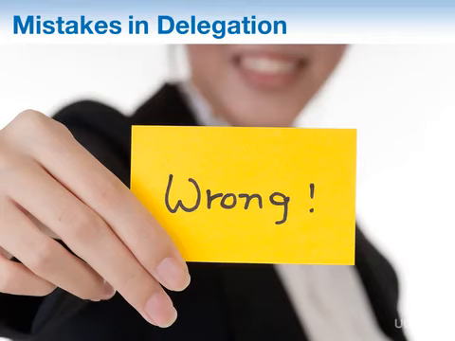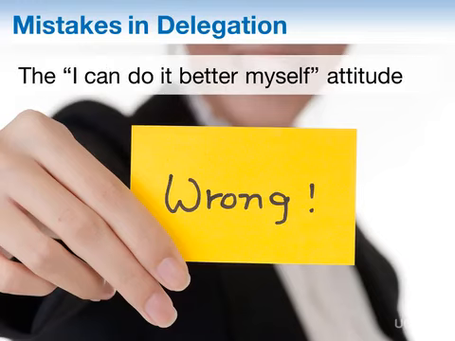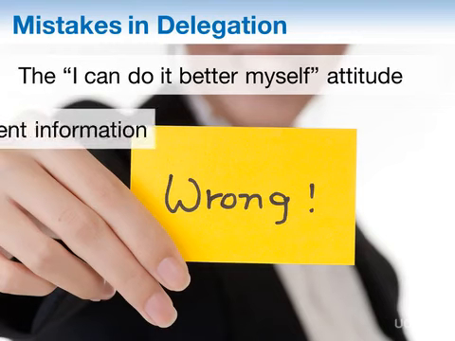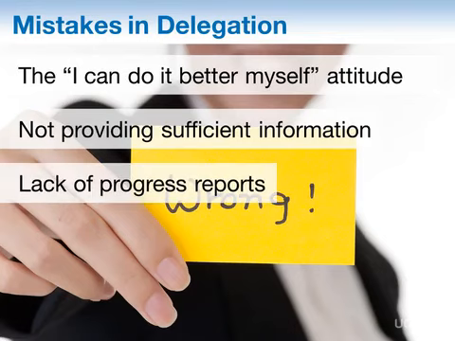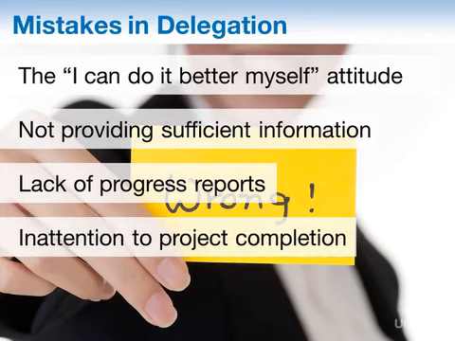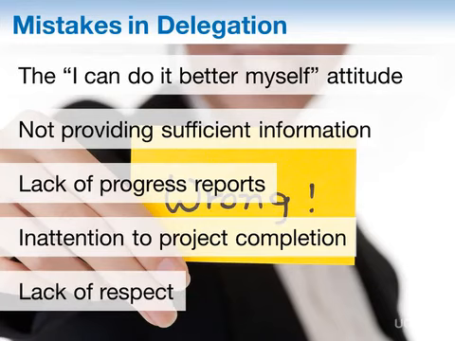Even with the best practices and putting forth the best efforts, there are some common mistakes that are made in delegation. They are, first of all, displaying an attitude to the workforce of, "I can do this better myself." Delegating the tasks without providing all the necessary information to do the task successfully. Failure to require, receive, or utilize progress reports, or inattention to project completion and the tendency to just dump projects on people. And of course also the lack of respect for the employee's ambition. Because after all, when you delegate something to them, they want to do a good job. They want to move ahead in the world.